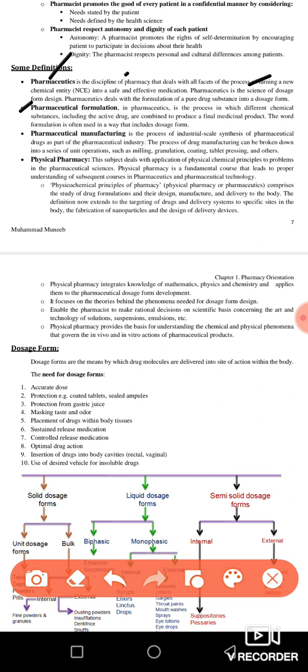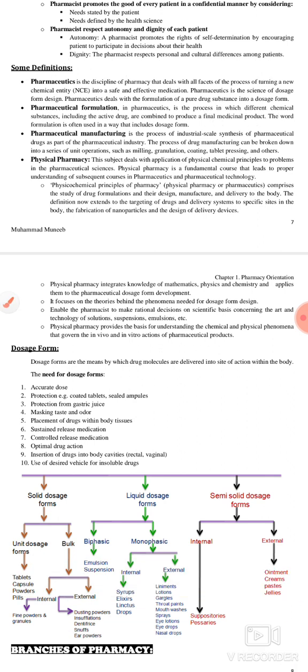Formulation is a process in which different chemical substances, including the active drug, are combined with each other to give the final medicine product. The word formulation means to produce. So in this term, you are going to produce a particular drug. Then physical pharmacy is the application of physical and chemical principles to the pharmaceutical sciences.